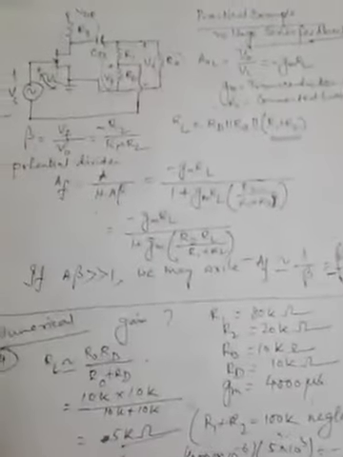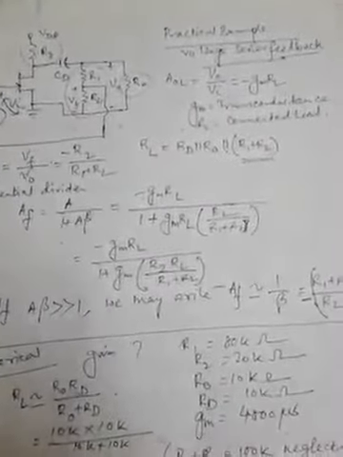So this is given by minus 20k divided by 80k plus 20k, so minus 20 divided by 100k, that is minus 0.2. This is the feedback fraction.